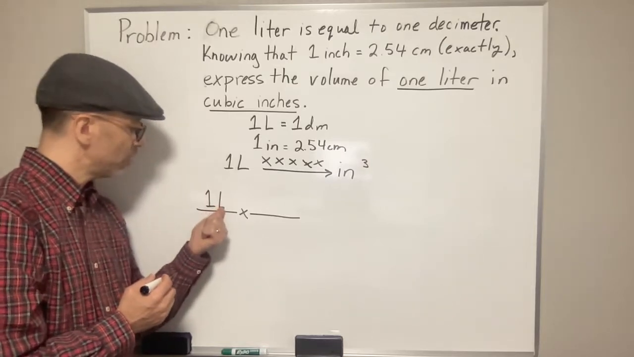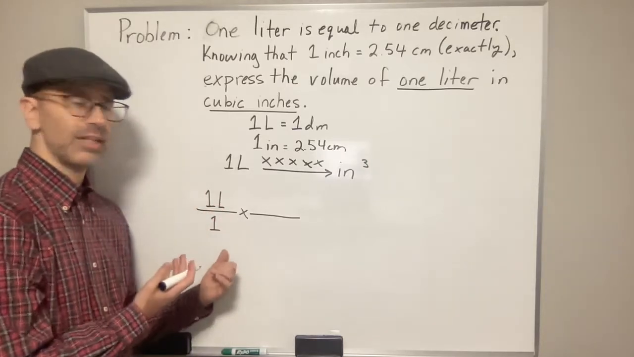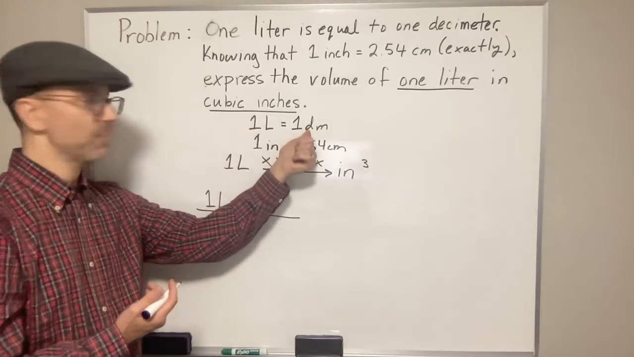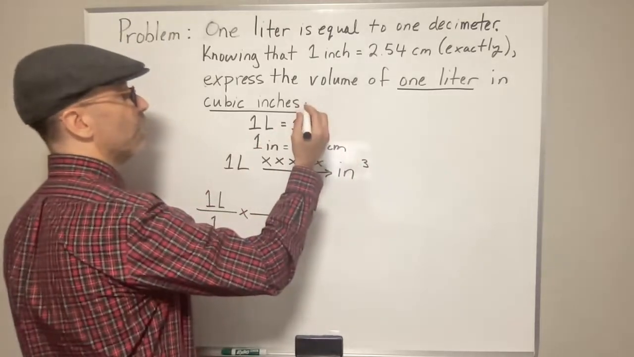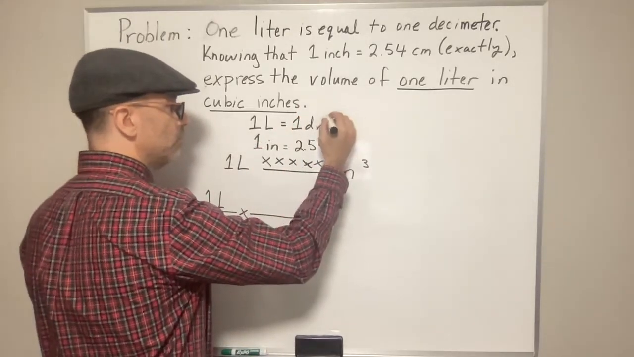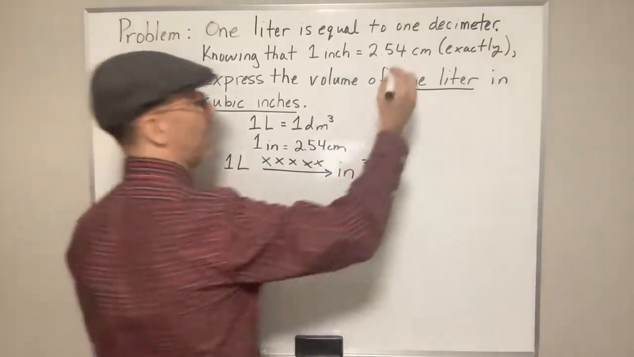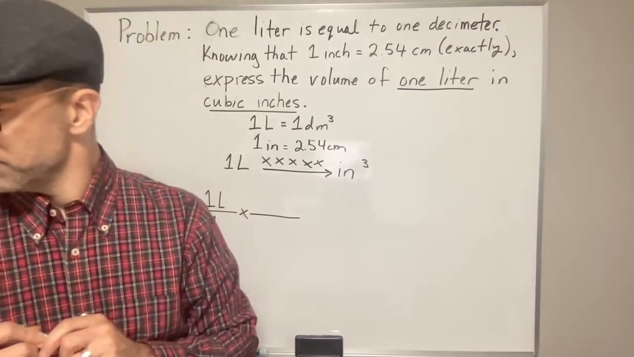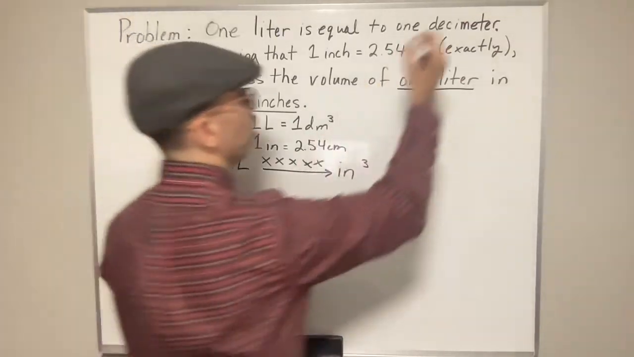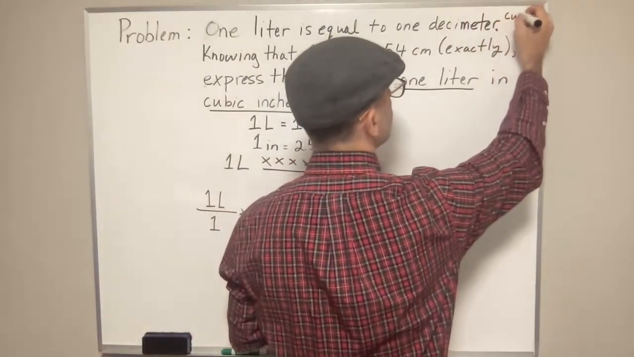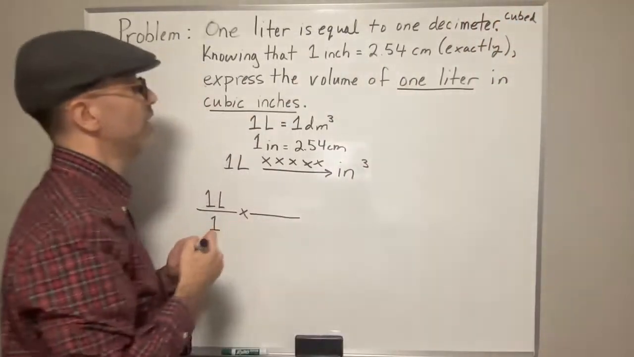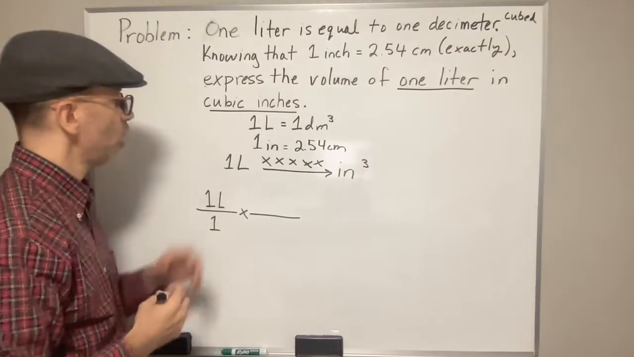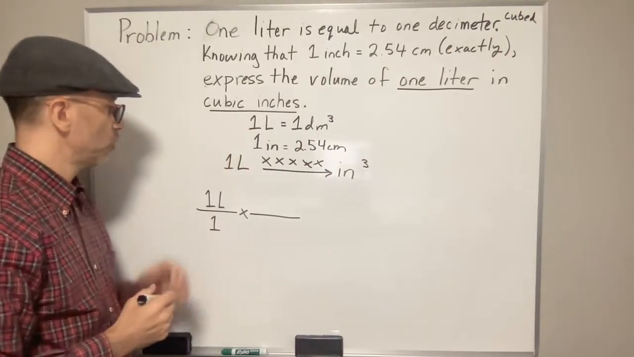So then I need liters. I need to convert liters to something. I need to get rid of liters. So I go to here. I have 1 liter is equal to 1 decimeter, and that should be cubed. That was my bad. So this should be decimeter cubed. So 1 liter is equal to 1 decimeter cubed.